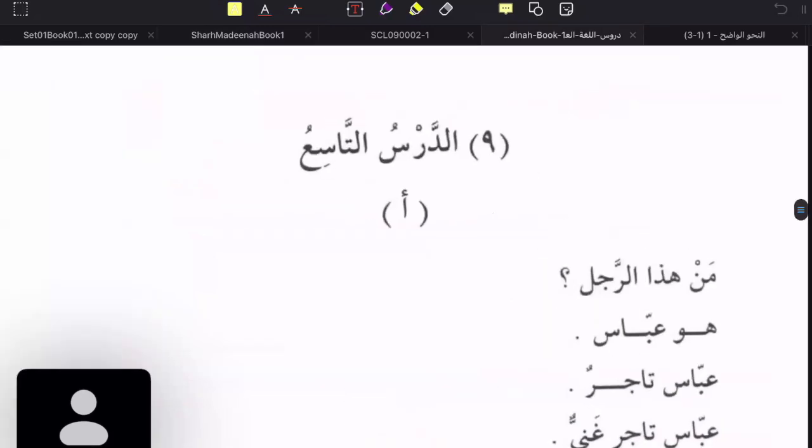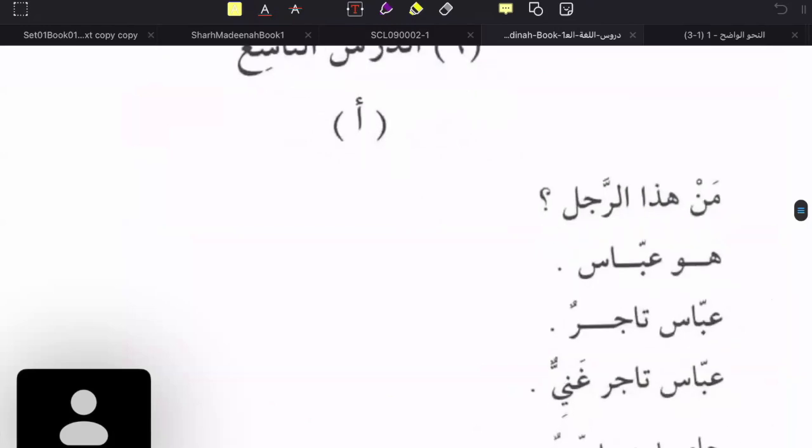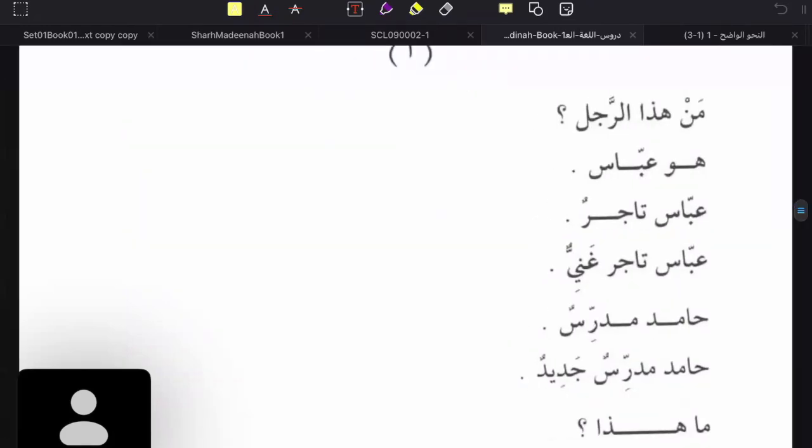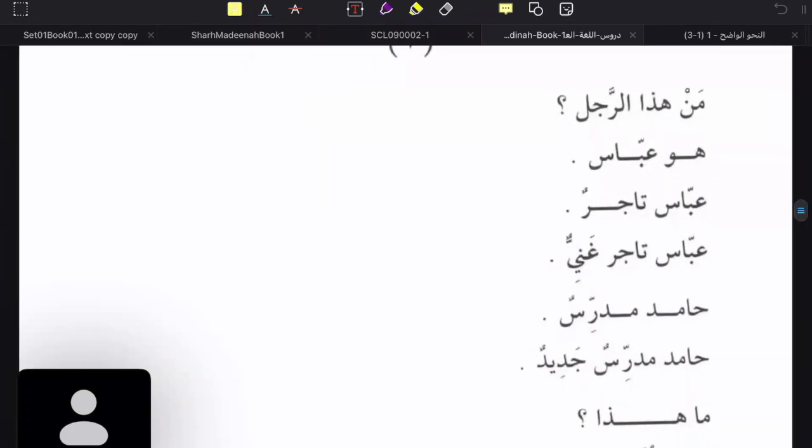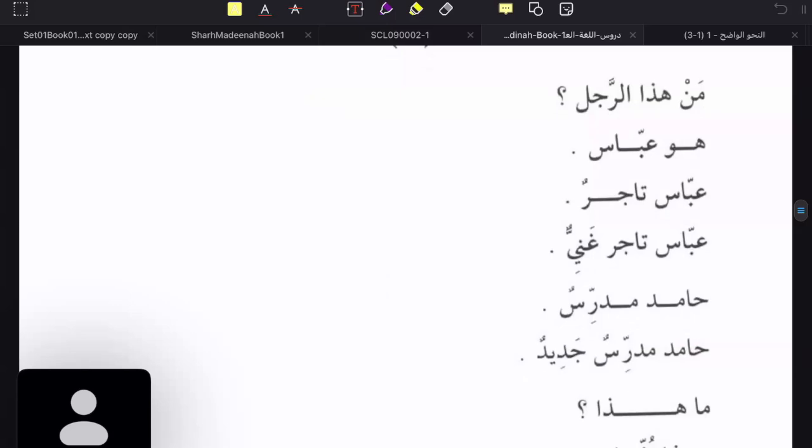So here we have ad-dars at-ta'si, the 9th lesson. As you know, here we don't go through the entire book. So let's see what we can pick up.